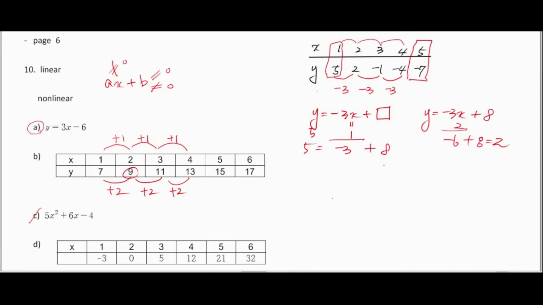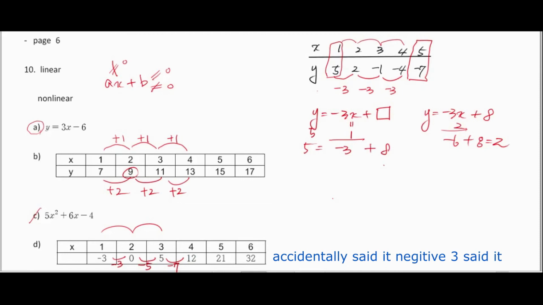And finally, there's one left, which is d. In case of d, the x changes by 1, 1, 1, but the y changes differently. It changed by -3, it changed by -5, it changed by -7, and like this it's definitely not linear.